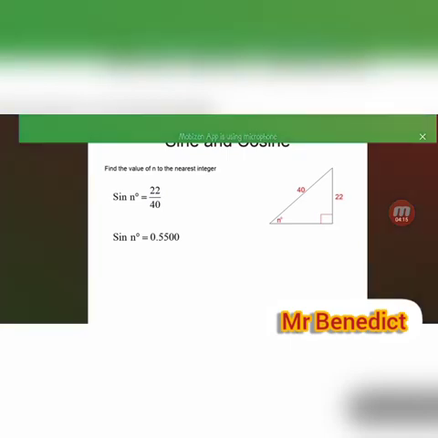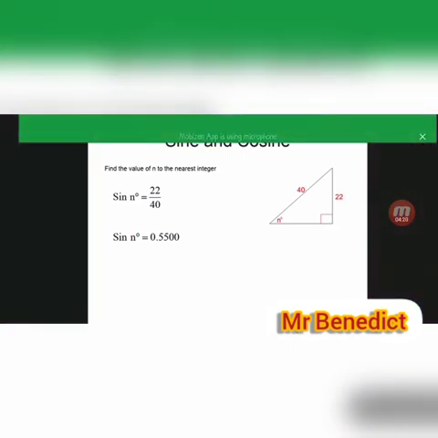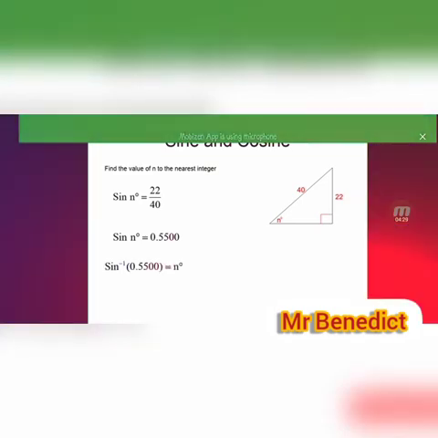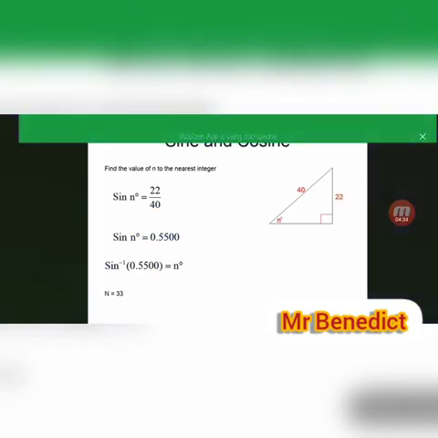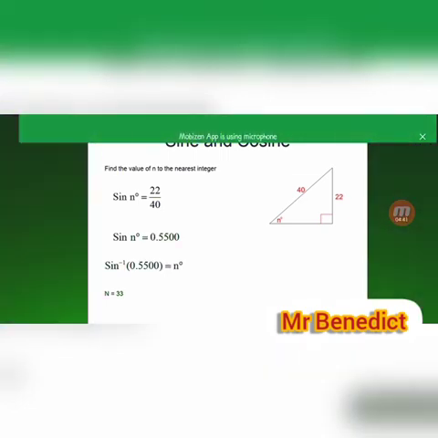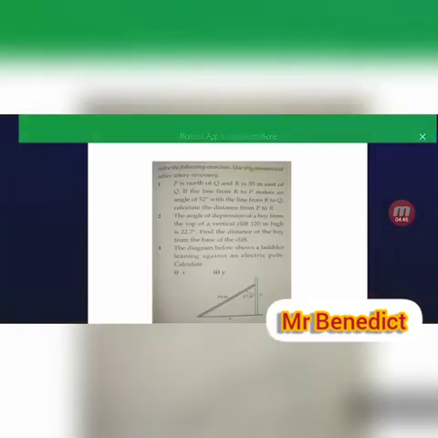22 over 40 is 0.5500. So sine n is equal to 0.5500, but we are looking for n and not sine n. So if we move forward, sine has to move to the other side, and when sine moves to the other side, it becomes sine inverse. So sine inverse of 0.5500 will give us 33. So n will be equal to 33.